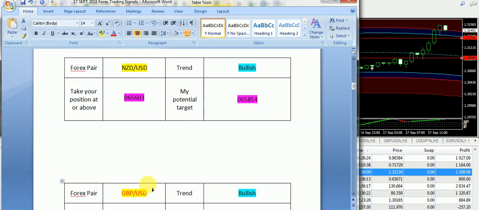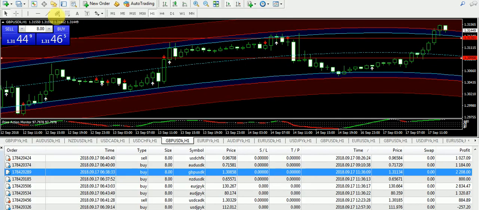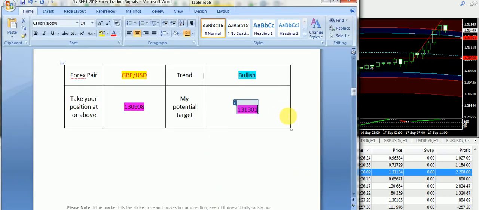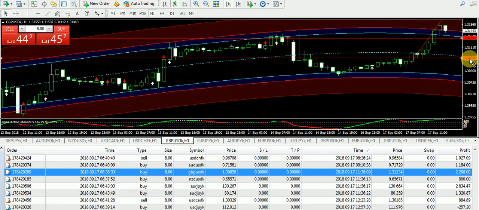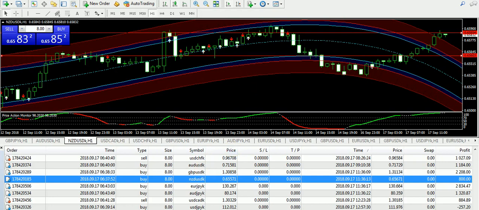profit. Now let's talk about Great Britain Pound USD. A clear bullish trend was supplied from 1.30908 and I was expecting that today the market would reach the 1.31 level, and 1.31301 was the entry. And guys, you can see it has broken the entry a few hours ago and started to go up, and it has even gone beyond my target price. So you can just imagine the number of pips from 1.301 and the difference from 1.30908, and that's a big difference if we talk about the Great Britain Pound USD.